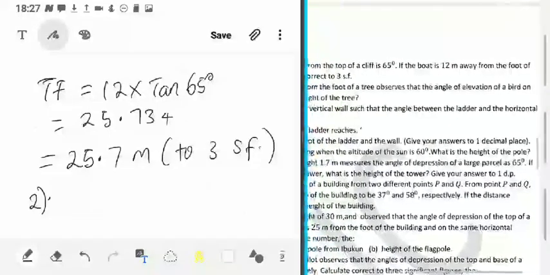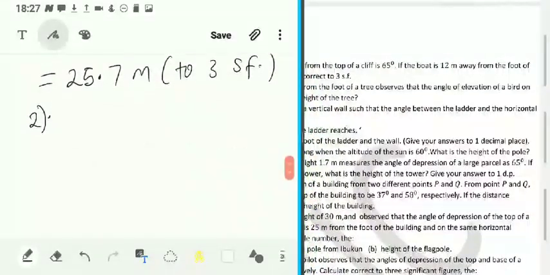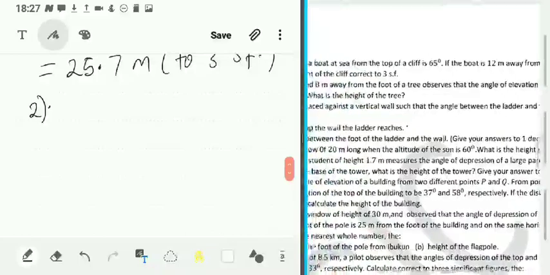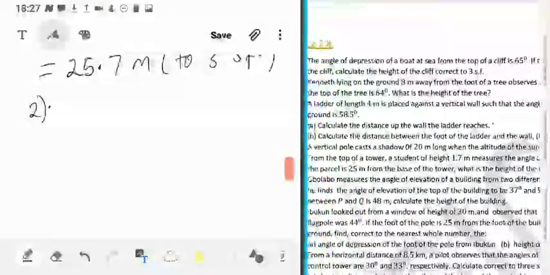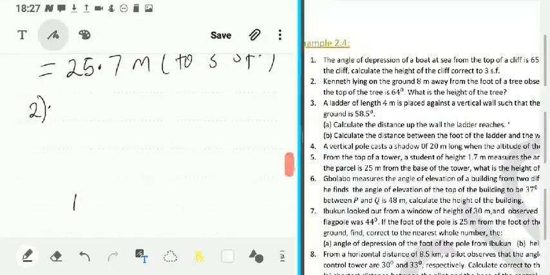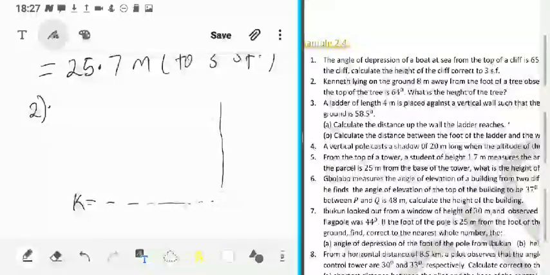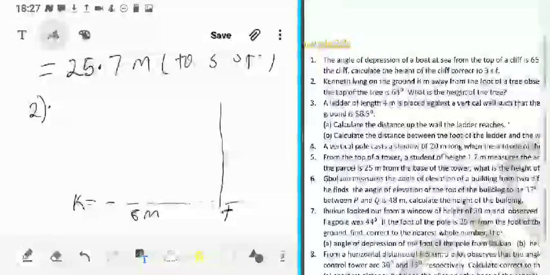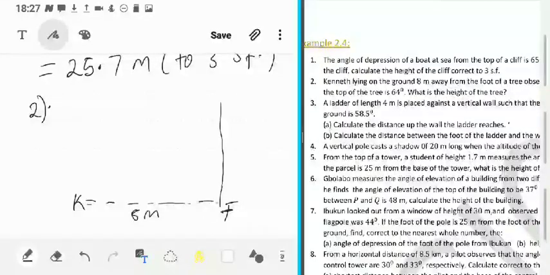And he observes that the angle of elevation, so as we are reading, we'll be sketching the diagram little by little. Kenneth is lying on the ground. So let's say this is Kenneth's position, and it's 8 meters away from the foot of a tree. So if this is the tree here, Kenneth is here, 8 meters away from the foot. Let me use F to represent the foot of the tree.